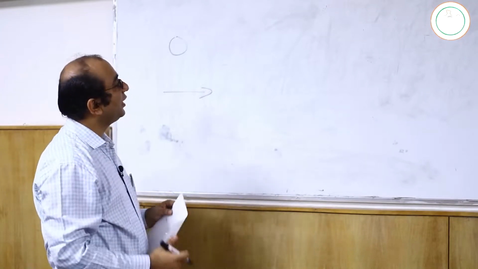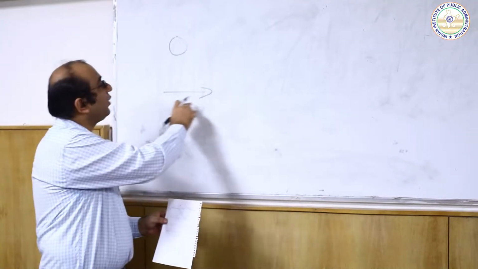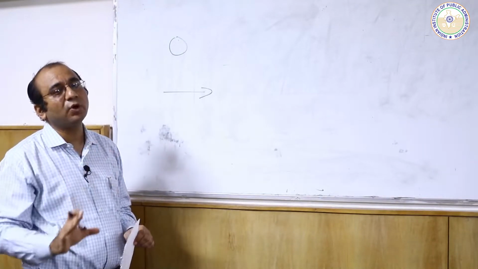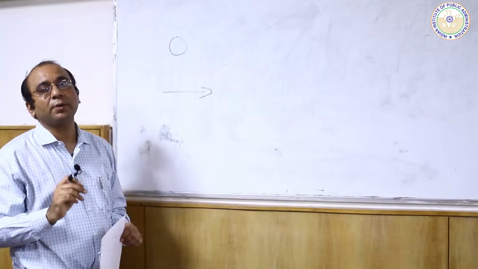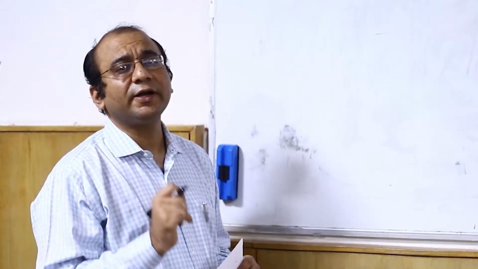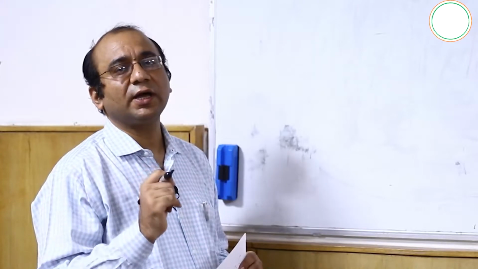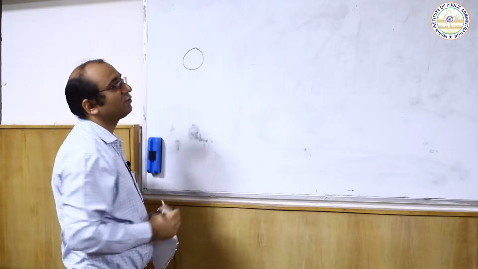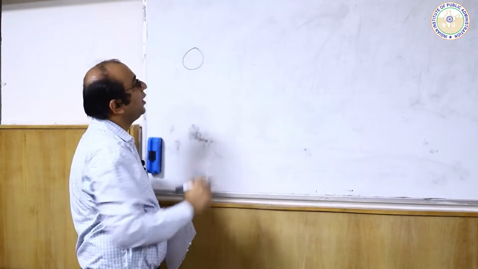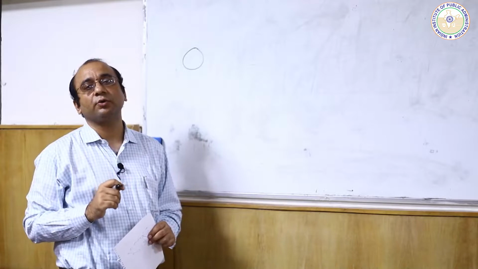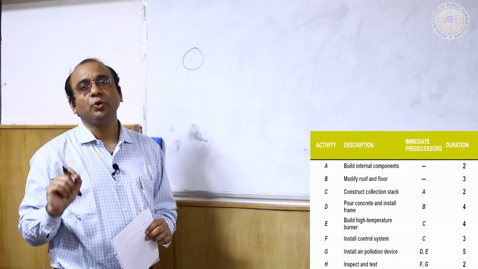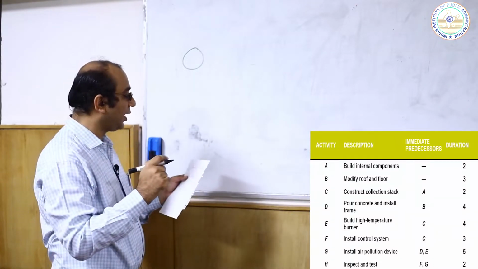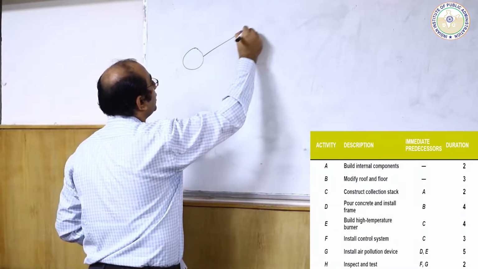The length of the arrow is not going to determine the duration of the activity. It is just a symbolic presentation of how activities are linked with each other. To build the network, we need to fix the first thing, that is, we start with the starting node. This is a starting point, and there are no activities which start before A. So, A and B are the independent activities which are going to start together.